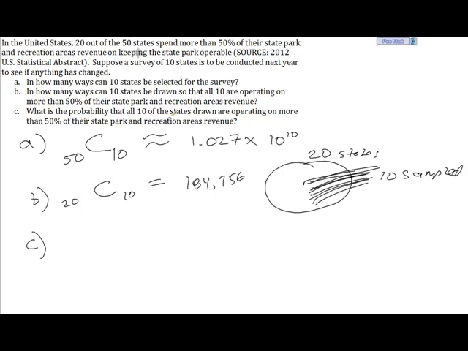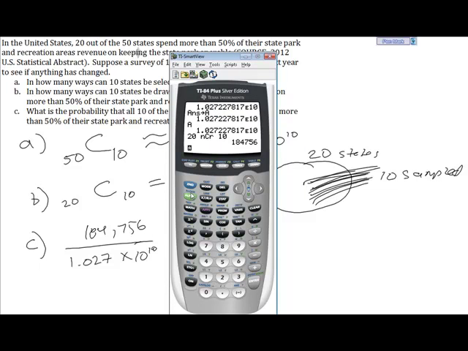We want to know, what is the probability that all 10 of the states drawn are operating on more than 50% of their state park and recreation areas revenue? Well, the number of ways we can get 10 out of the 20 that are doing that is 184,756 out of the total number of ways to draw 10 states from 50, which is this big number here. I'm going to put an equal sign here, take my answer, hit the divided by button, and divide that by the number stored inside A.